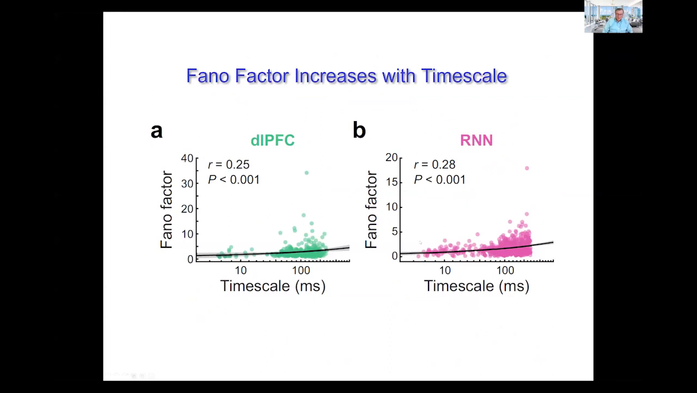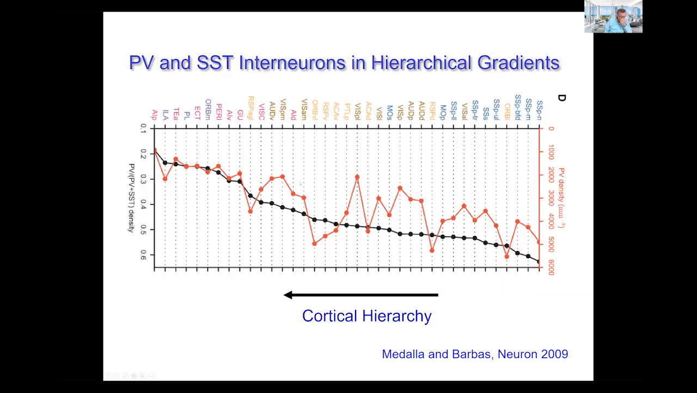This also now shows that the Fano factors correlate with the time scale. You get some that are very high in both the prefrontal cortex and the model. Now, one last prediction.